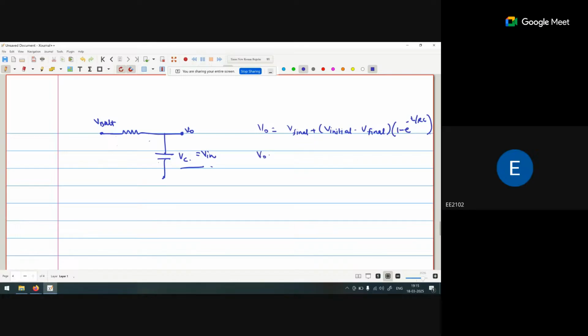Okay. So if I put it here, it is V in plus V battery. Initially the voltage is the battery voltage and finally the voltage is the capacitor voltage, and 1 minus e raised to the power minus t upon RC. This RC is the time constant that will decide how much time it will take to charge and discharge the capacitor, because the capacitor will be charging in this way.